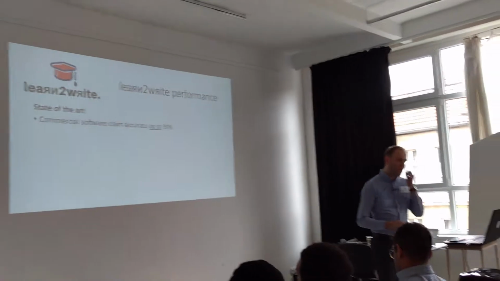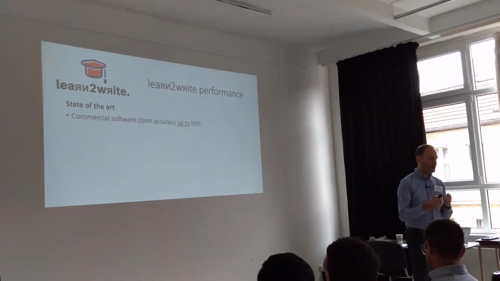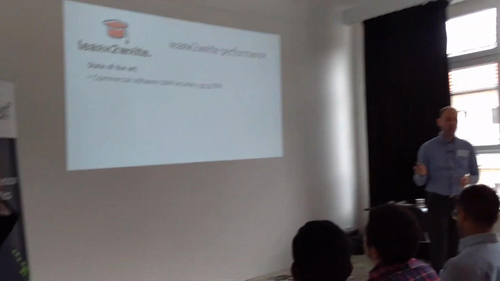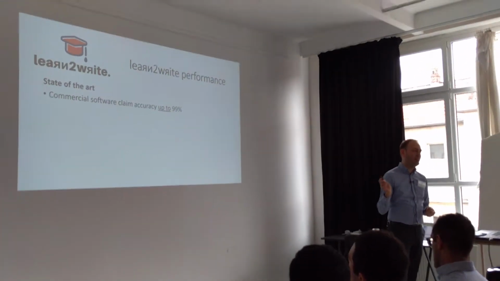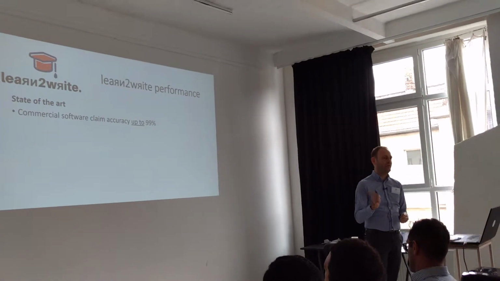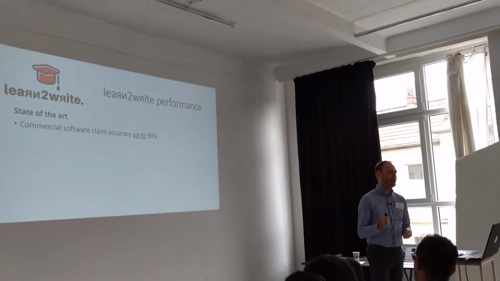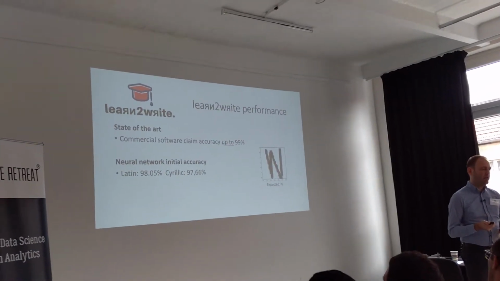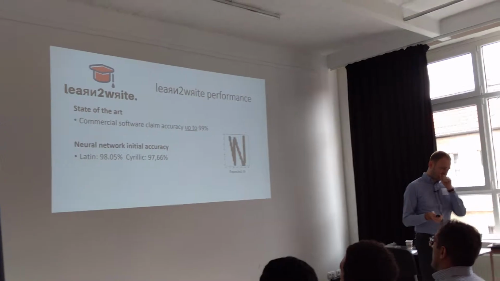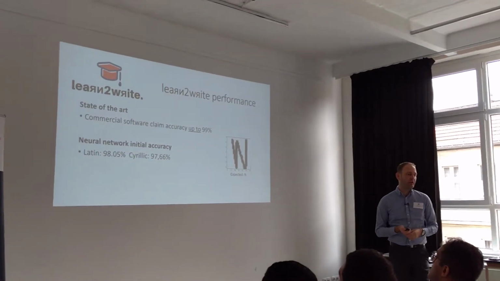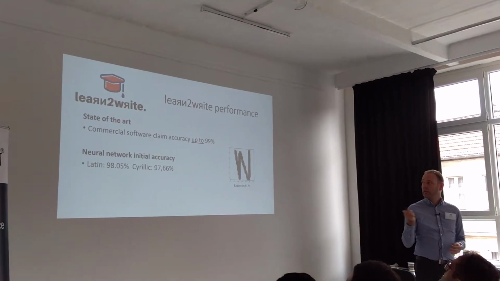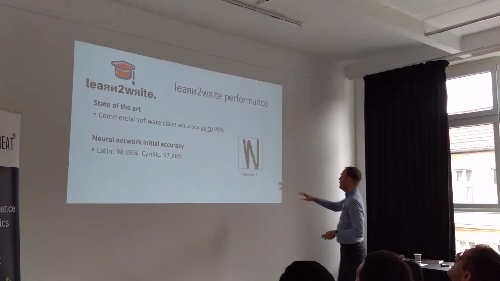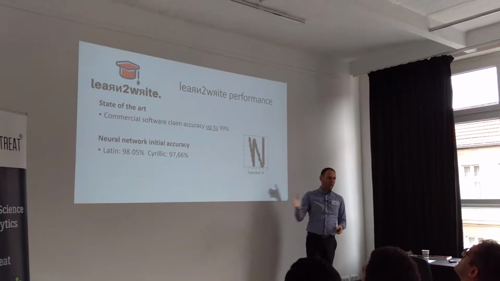In terms of performance, I've looked at what similar commercial tools do, and the performance they claim is up to 99%. What I like is the "up to", because they tell you that in optimal circumstances they will find 99%, but in real life it's probably not as much. In terms of my neural network, I get 98 for Latin and more than 97 for Cyrillic, which is not exactly as good as what they claim, but if you consider this, it is an example of a letter I've captured from my communist application.